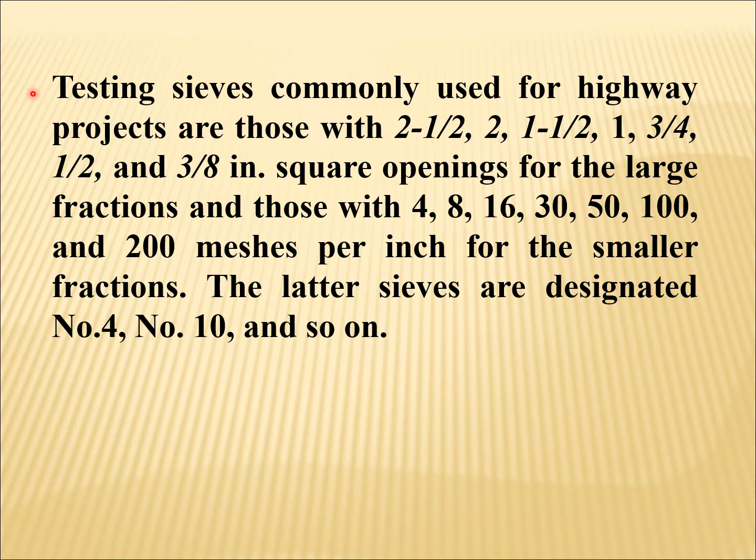Testing sieves commonly used for highway projects are those with 2.5, 2, 1.5, 1, 3/4, 1/2, and 3/8 inch square openings for the large size fractions, and those with 4, 8, 16, 30, 50, 100, 200 meshes per inch for the smaller fractions. The latter sieves are designated as number 4, number 10, and so on.